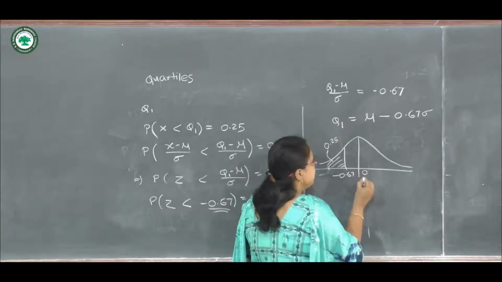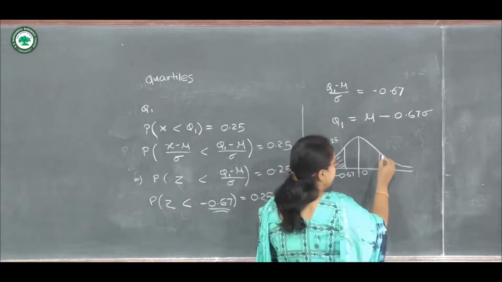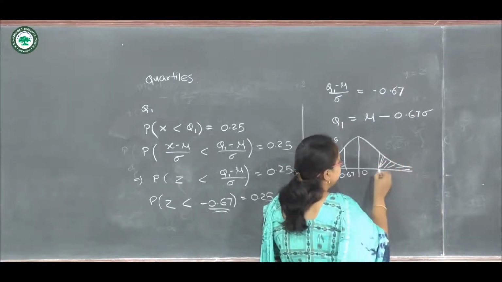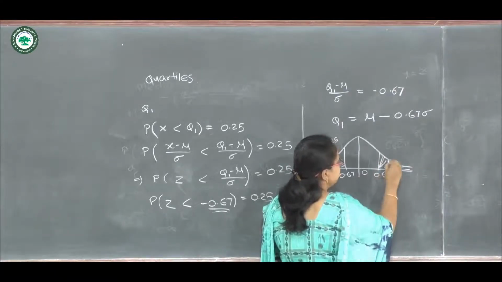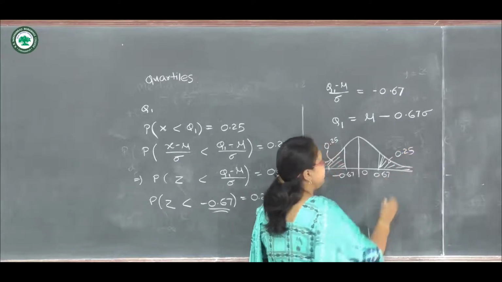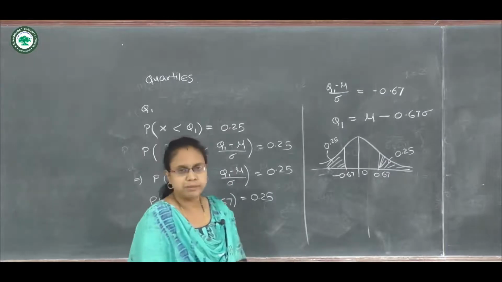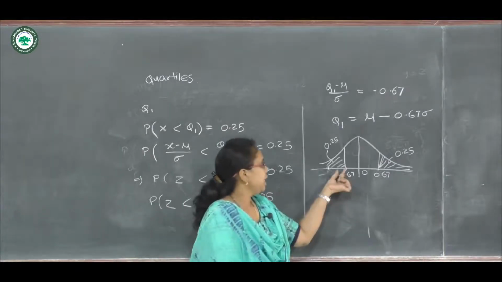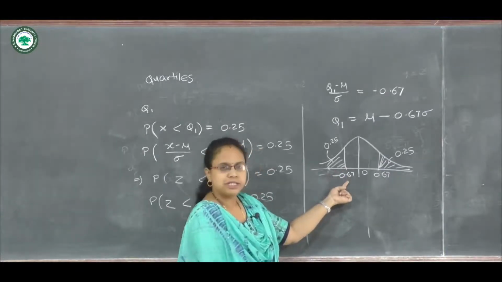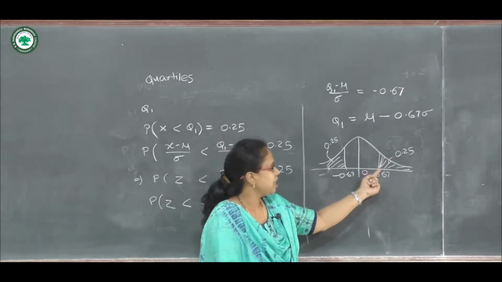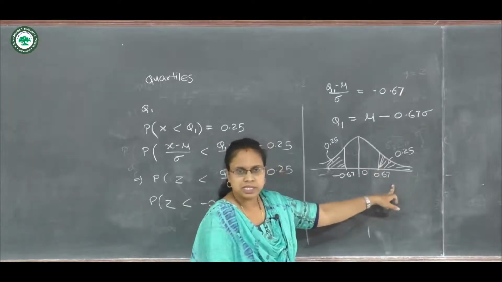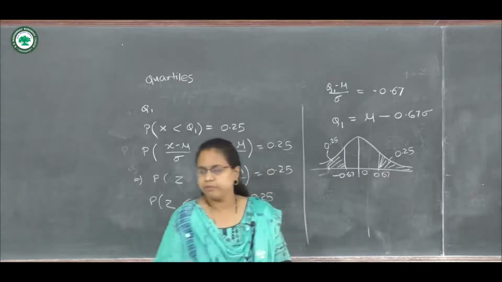So this is the standard normal probability curve. Suppose here is the point minus 0.67, and this area is 0.25 for the standard normal distribution table. Similarly, the area before 0.67 is also 0.25, because we know that the normal distribution is symmetric. So that's why the area below minus 0.67 and the area above 0.67 are the same.